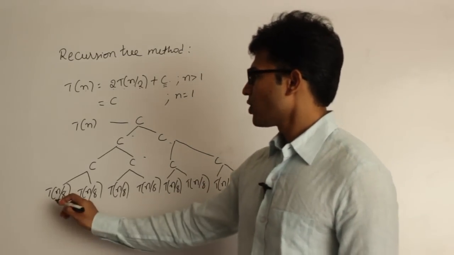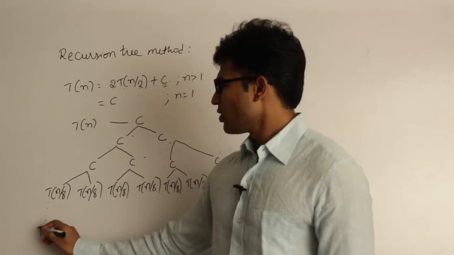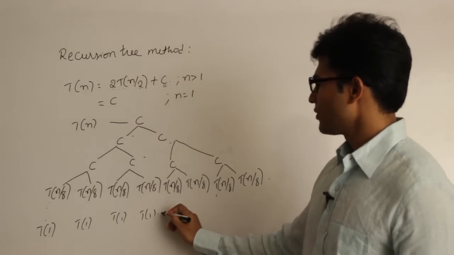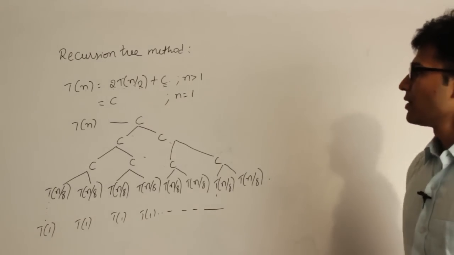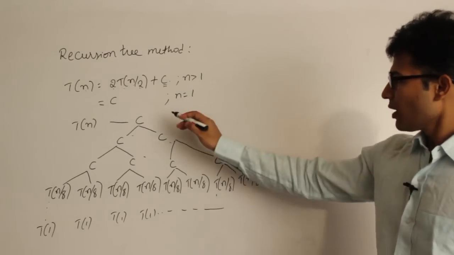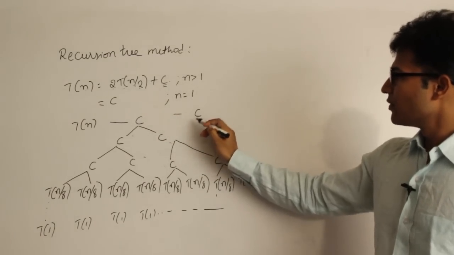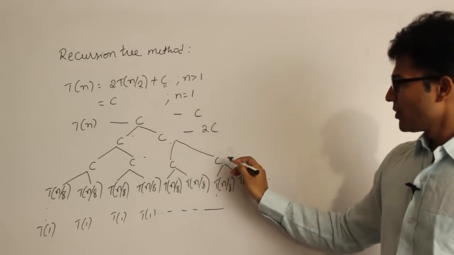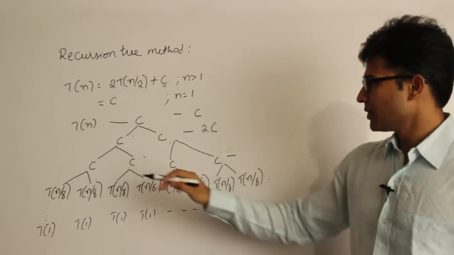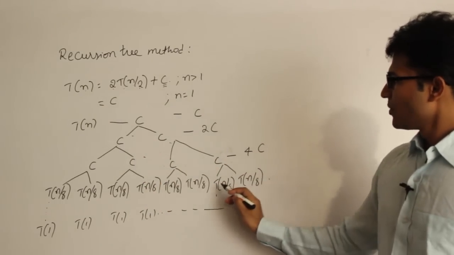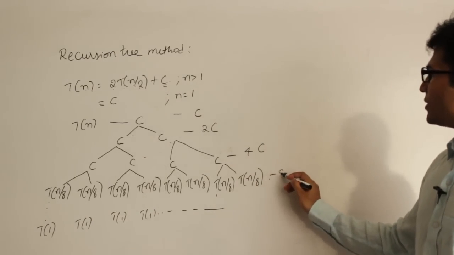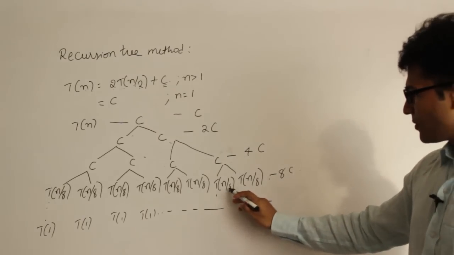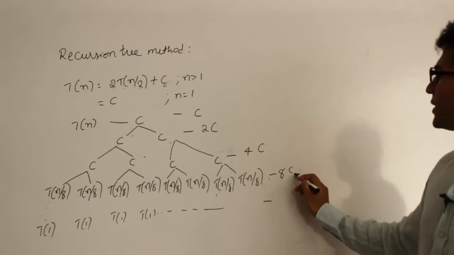We are definitely going to stop whenever we reach T of 1, right? T of 1, T of 1, T of 1. Whenever we reach this T of 1, we stop. Now, how much work is done at this level? C work. How much total work is done at this level? 2 into C. At the next level, C plus C plus C plus C, which is 4 into C. Now how much work is done at this level? 8 into C, right? When it is T of n by 8, the work done is 8C, isn't it?